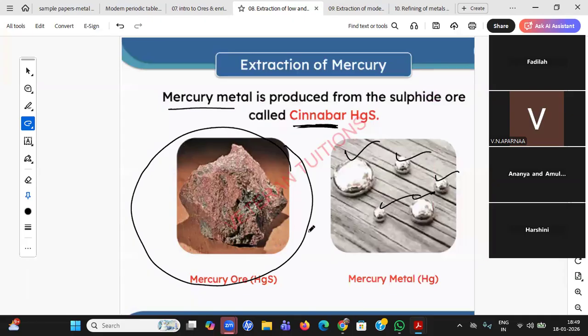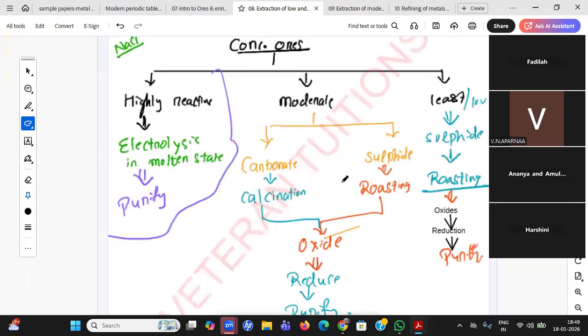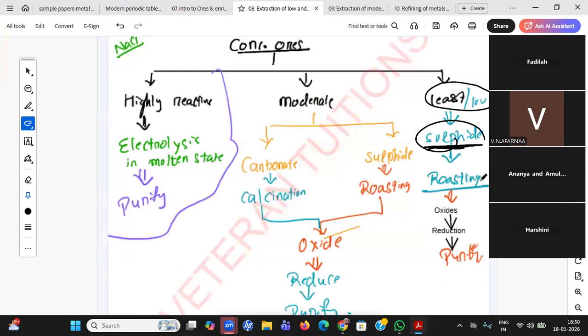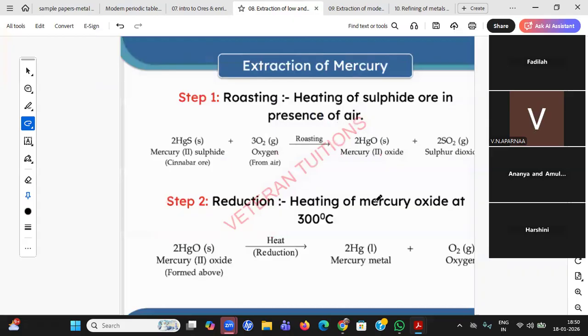The first step, always for sulfides: low reactive metals are generally found as sulfides. I'm not speaking about very low, only low. They are generally found as sulfides, such as copper sulfide and mercury sulfide. What you need to do first is roasting. What is roasting, students? Roasting is nothing but heating the ore in the presence of oxygen.